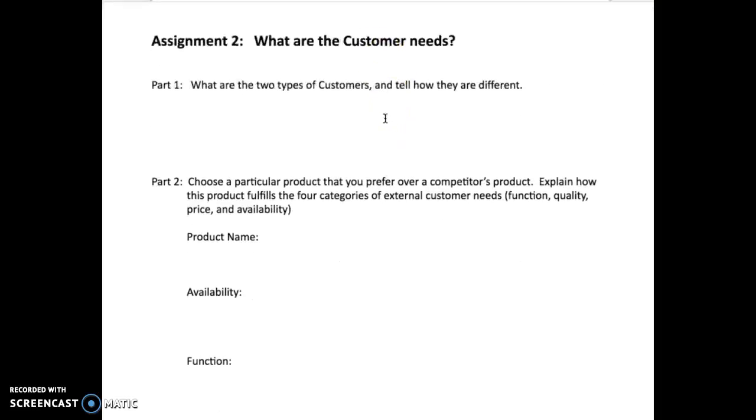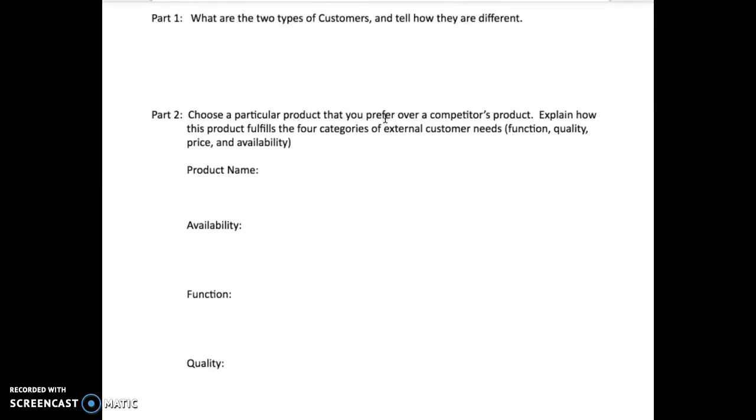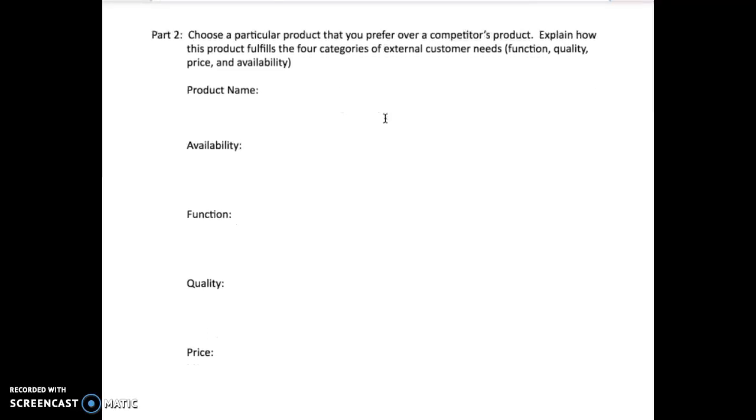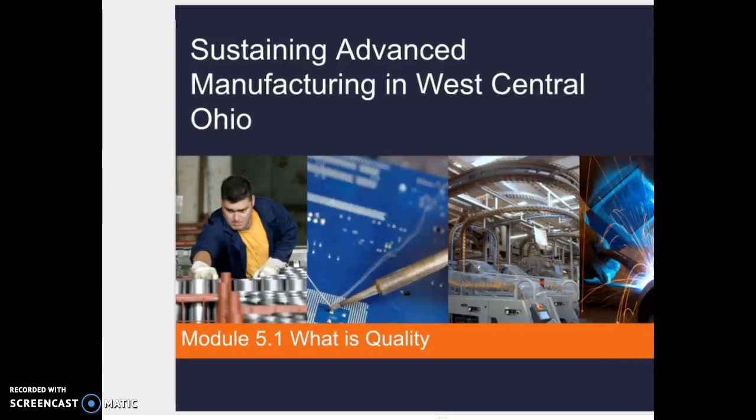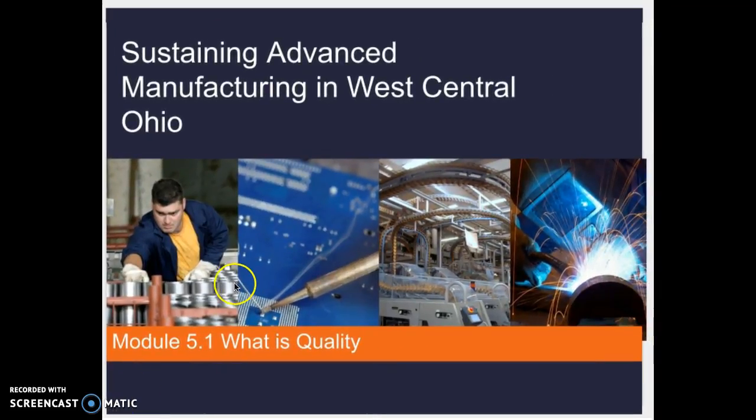On Assignment 2, we're going to look into the customer needs. What are the two types of customers? How are they different? And choose a particular product and explain how that product fulfills the categories of availability, function, quality, and price. Again, this is Module 5.1, and we look forward to you advancing on to 5.2.